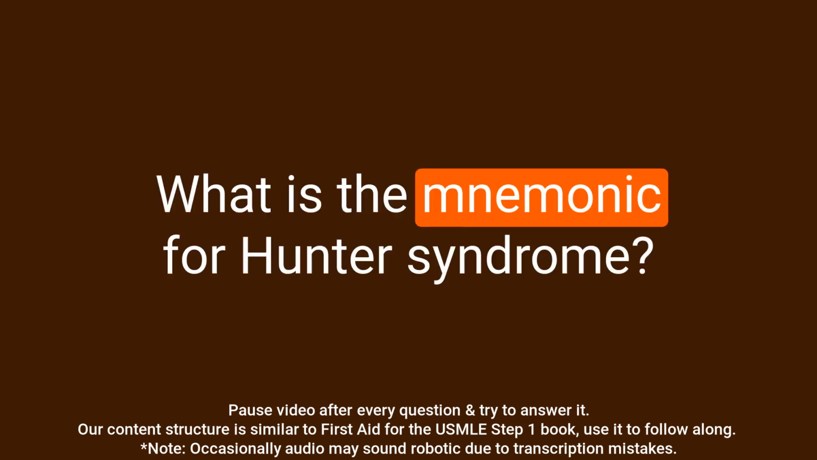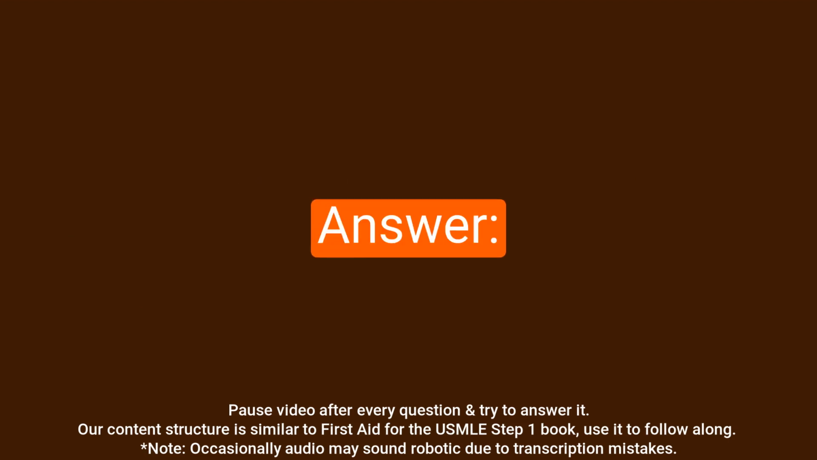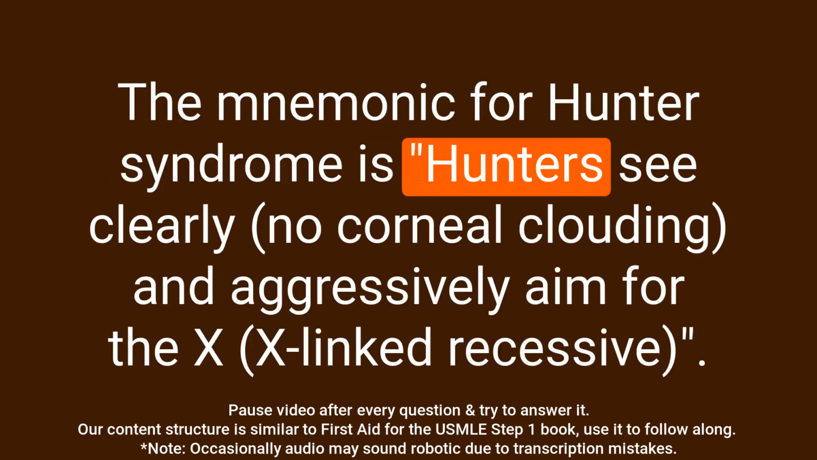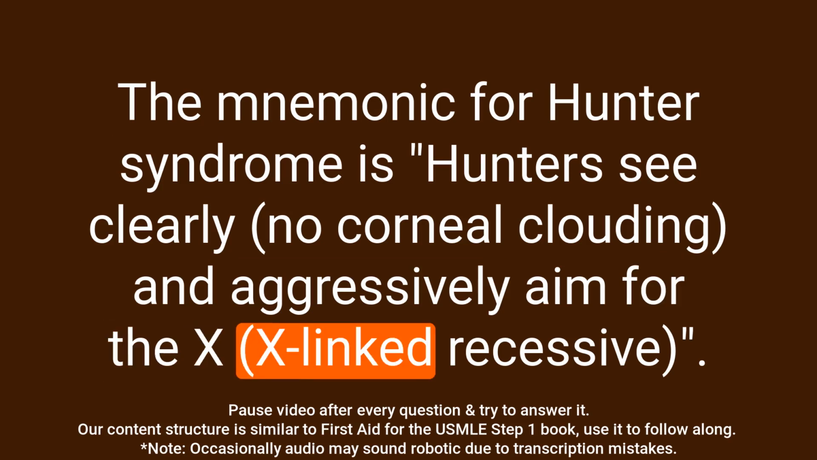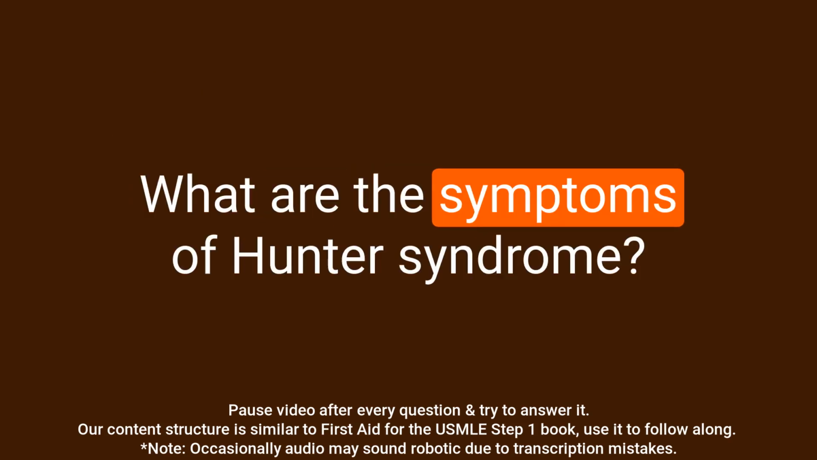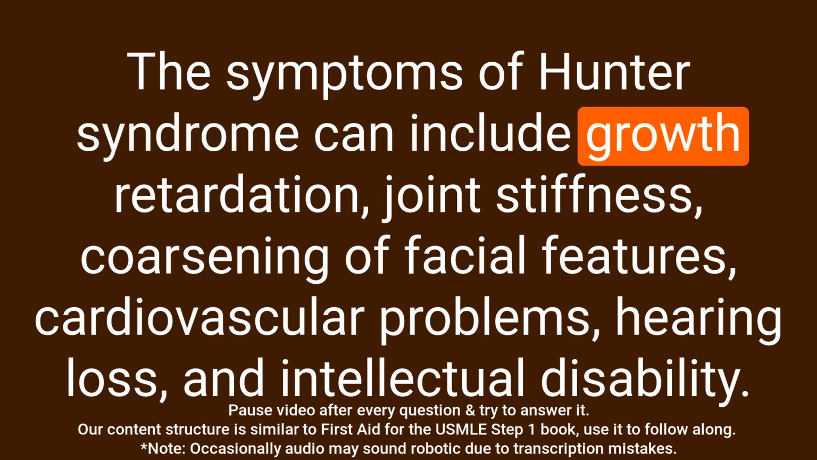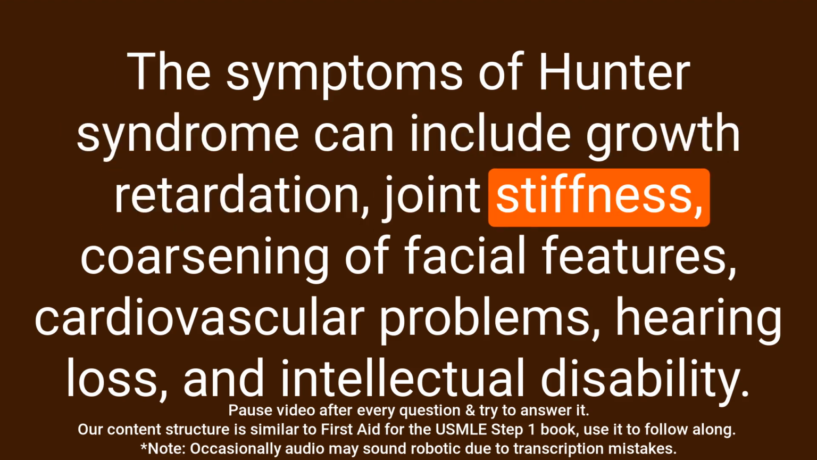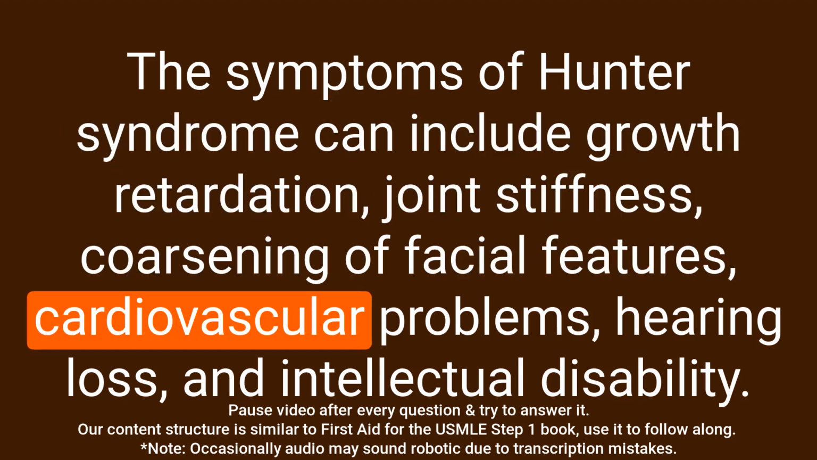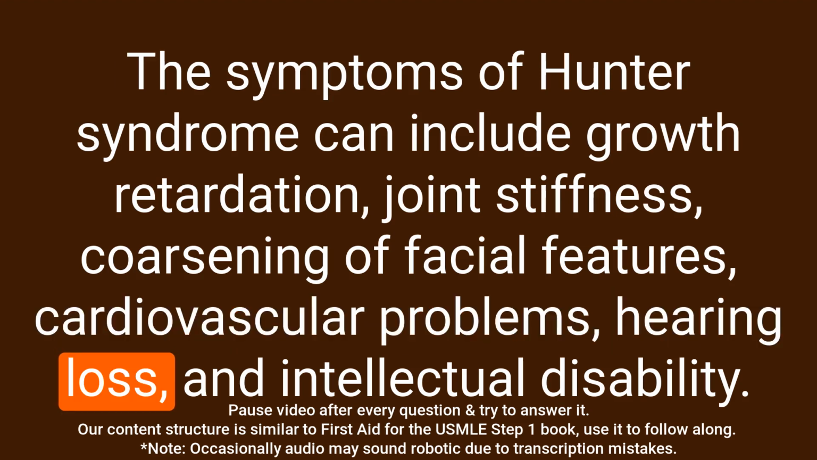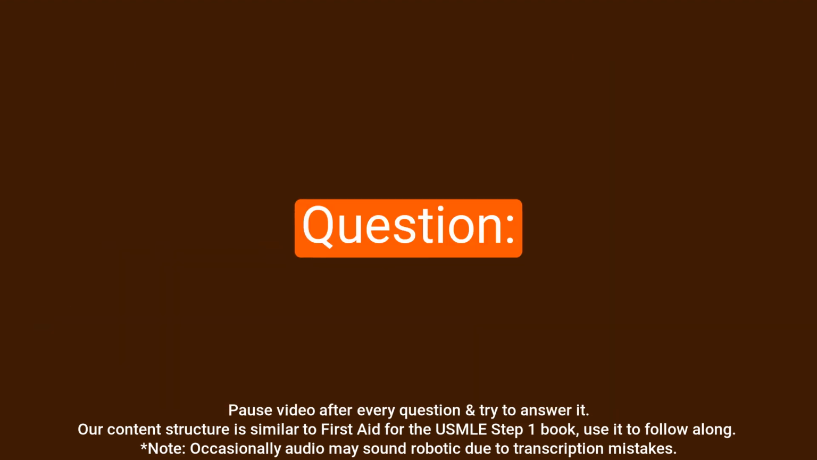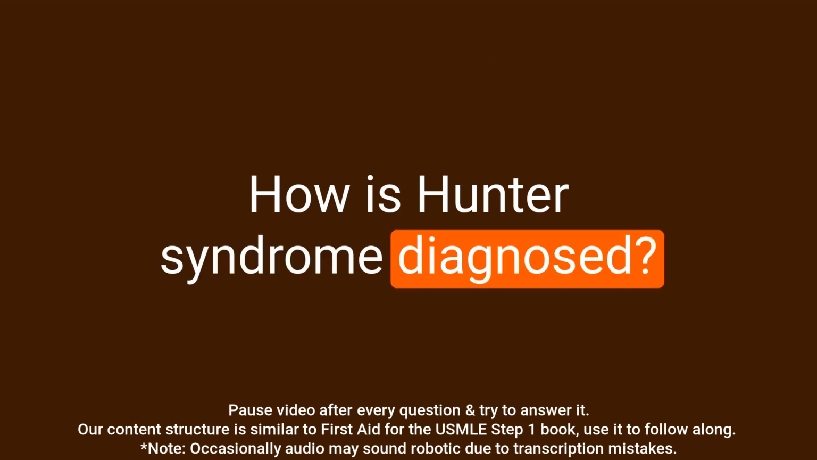Question: What is the mnemonic for Hunter syndrome? Answer: The mnemonic for Hunter syndrome is hunters see clearly and aggressively aim for the X. Question: What are the symptoms of Hunter syndrome? Answer: The symptoms of Hunter syndrome can include growth retardation, joint stiffness, coarsening of facial features, cardiovascular problems, hearing loss, and intellectual disability.